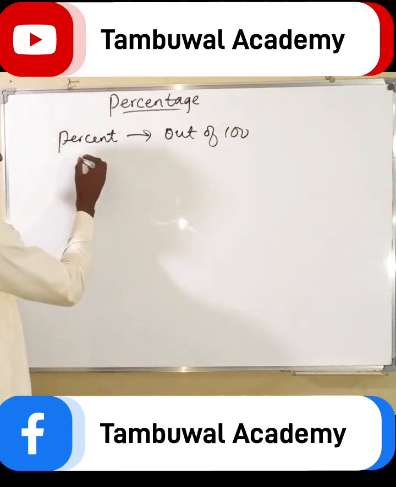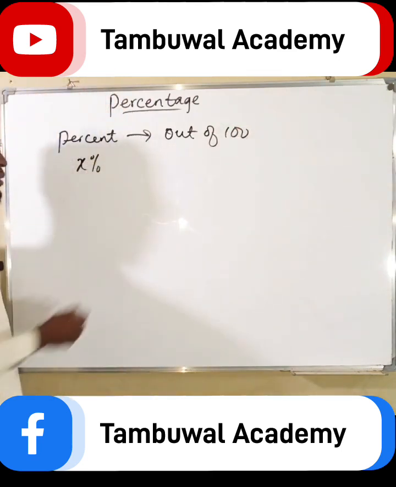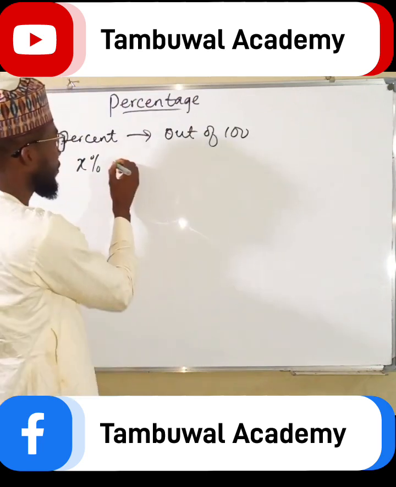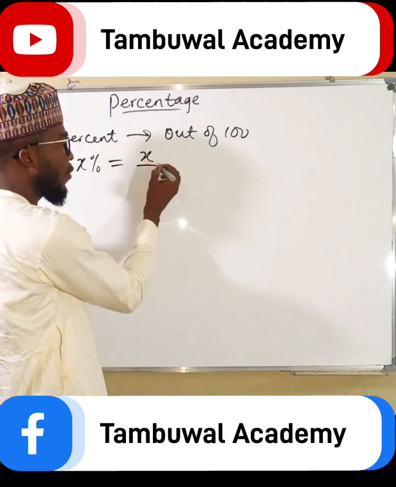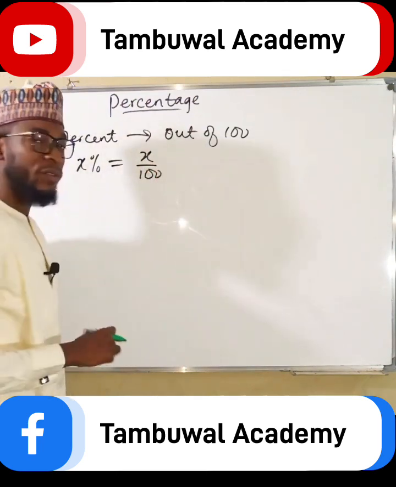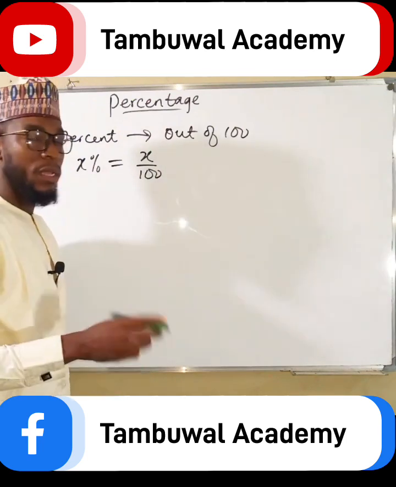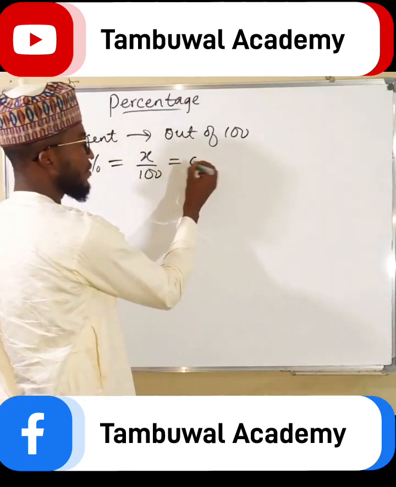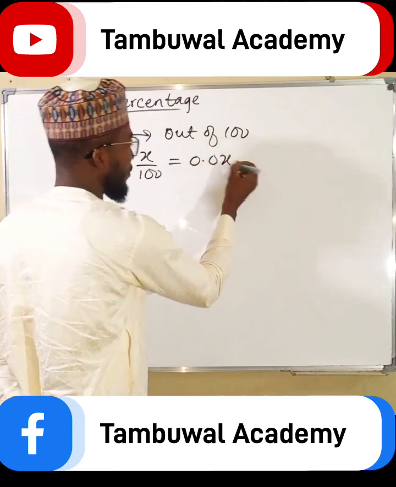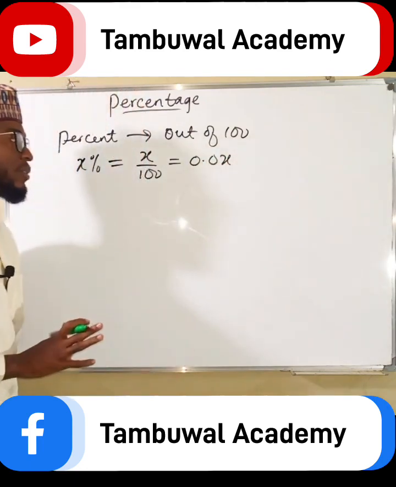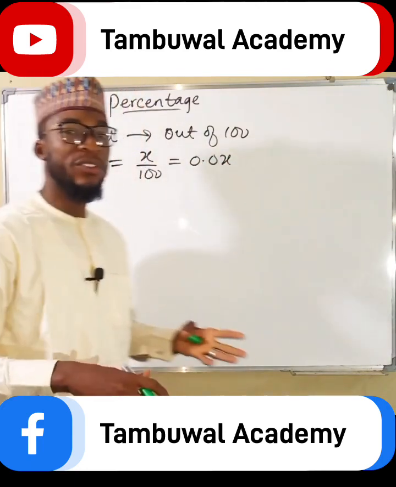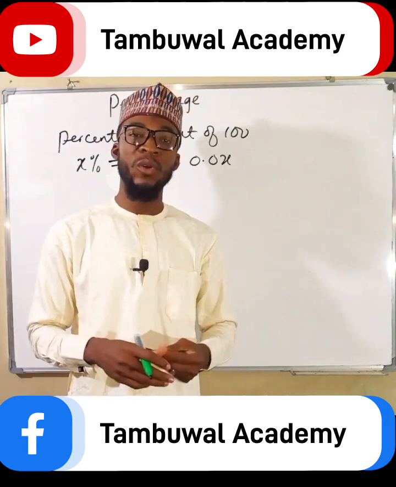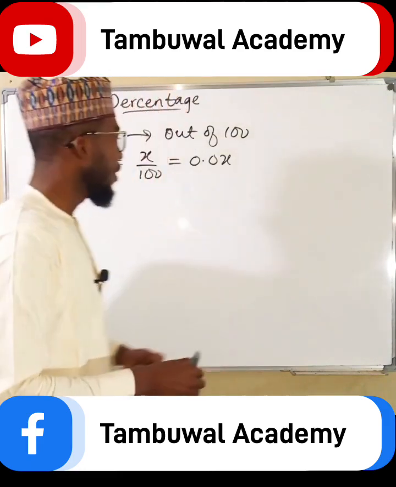So suppose we have x percent. This can be written as x over 100 in rational form, and it can also be written as 0.0x as a decimal fraction. So before we start our conversions, let us refresh our memory on equivalent fractions.